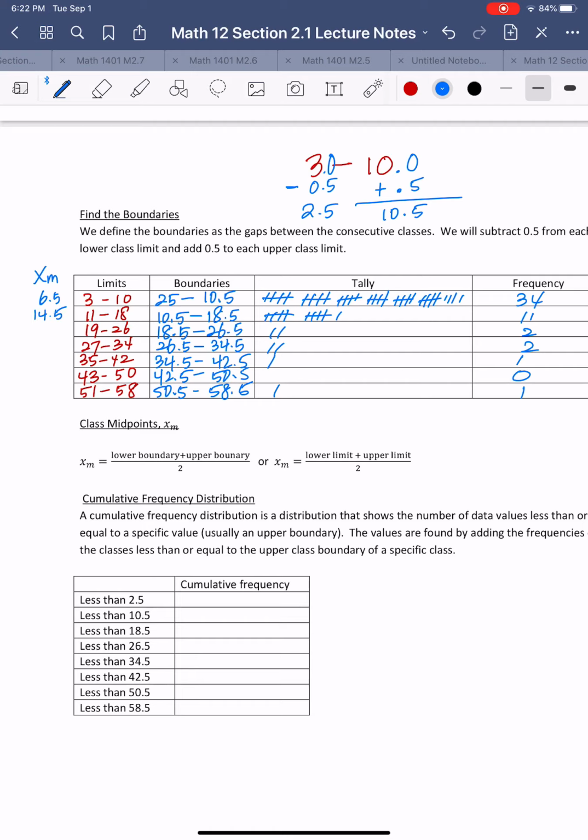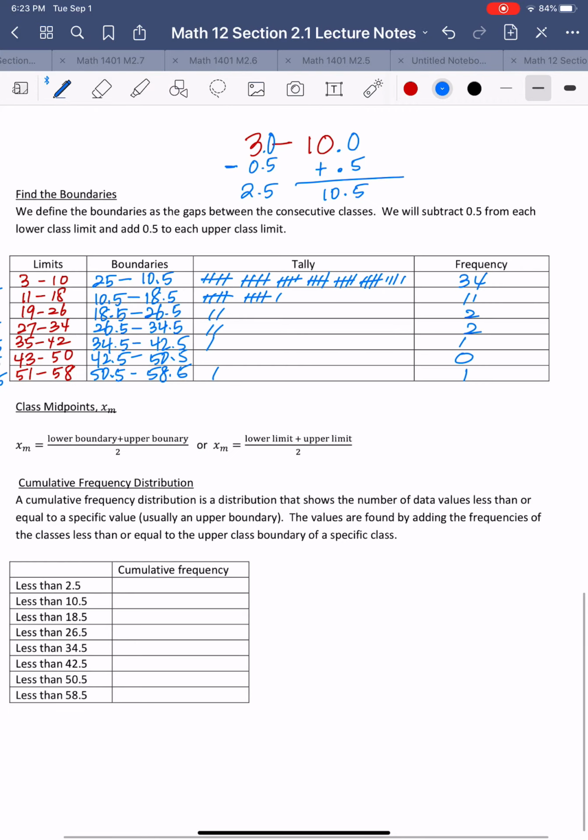As you noticed, the class width applies too. So 6.5 plus 8 is 14.5. And then 14.5 plus 8 is 22.5. And 22.5 plus 8 is 30.5. And plus 8 is 38.5. Plus 8 is 46.5. And plus 8 is 54.5. Okay, so those are the midpoints. We are not using them here, but we'll use them later.